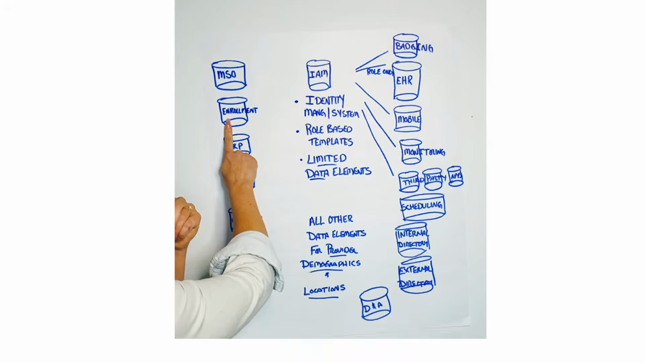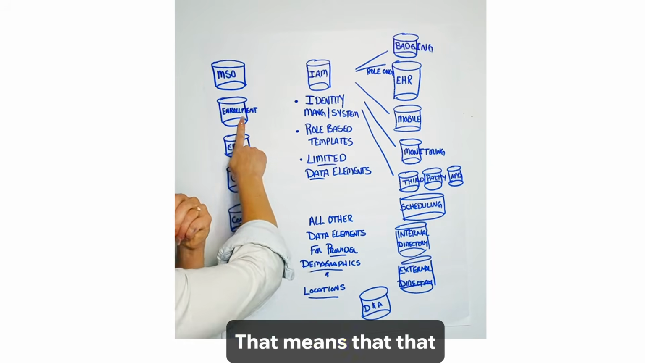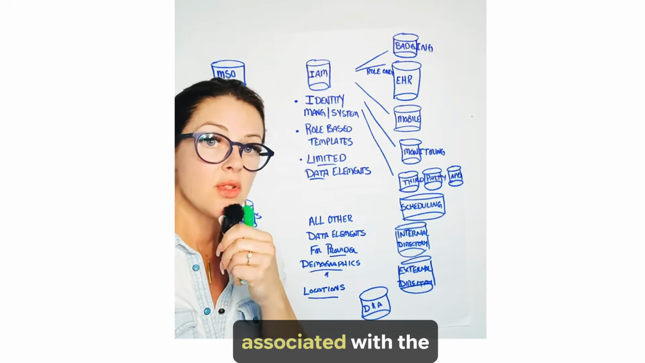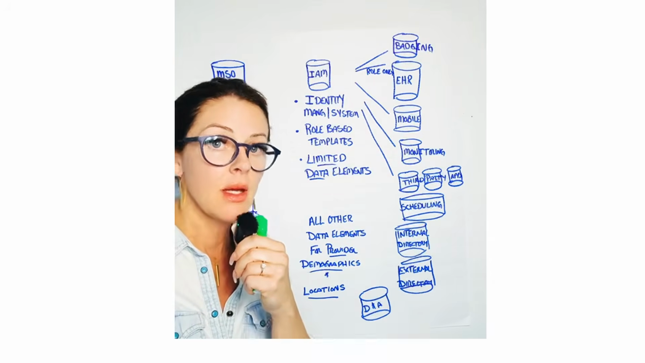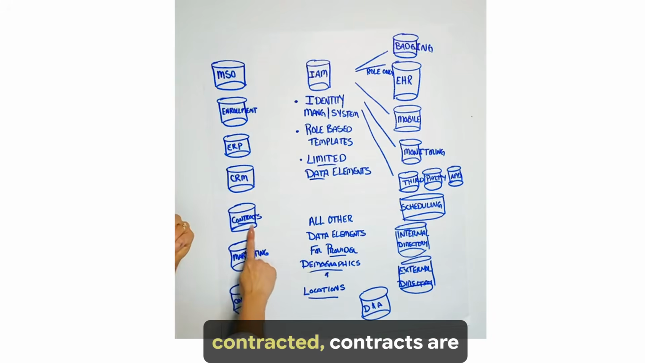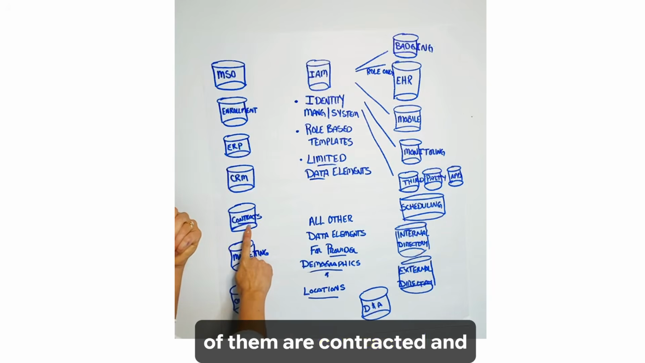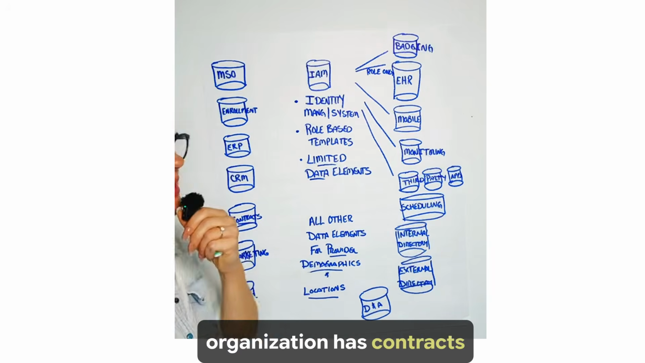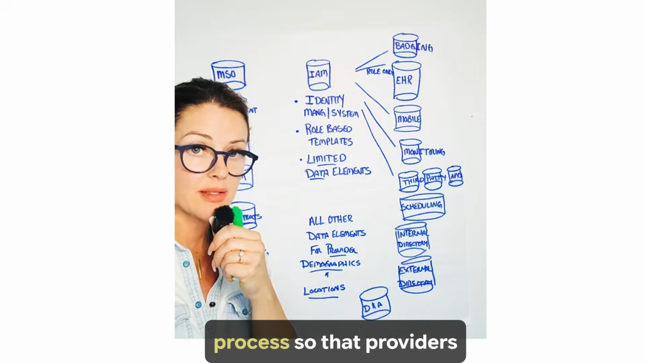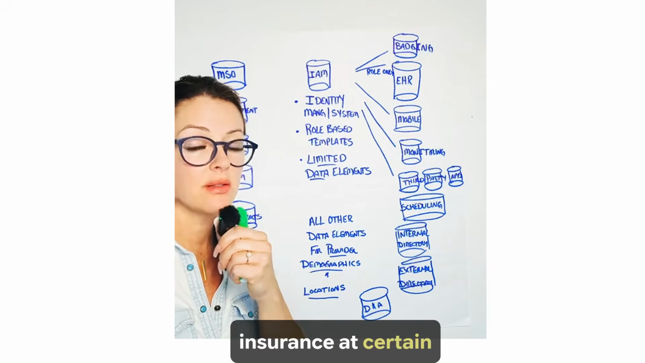Inside of the healthcare systems, there's a process known as enrolling or enrollment in credentialing. That means that that particular team or application is responsible for managing data associated with the insurance payers. In other words, which payers is the organization contracted? Contracts are typically managed in a different application. Which of them are contracted? And for those that the organization has contracts with, there's a team responsible for doing the enrollment process so that providers are able to accept insurance at certain locations.